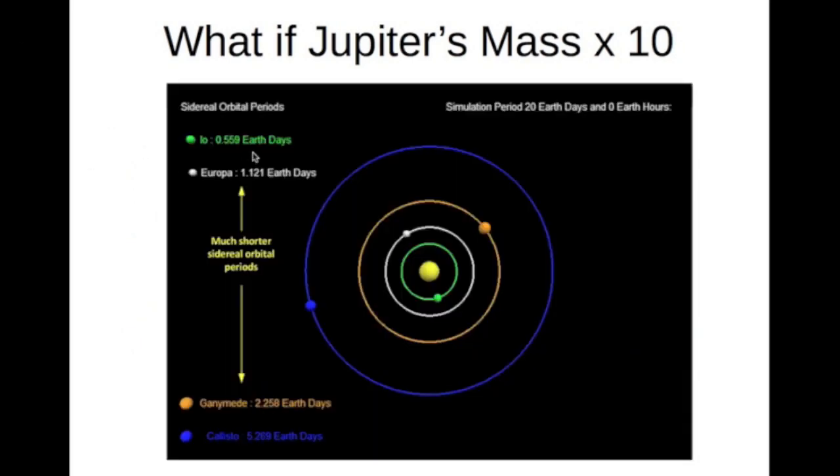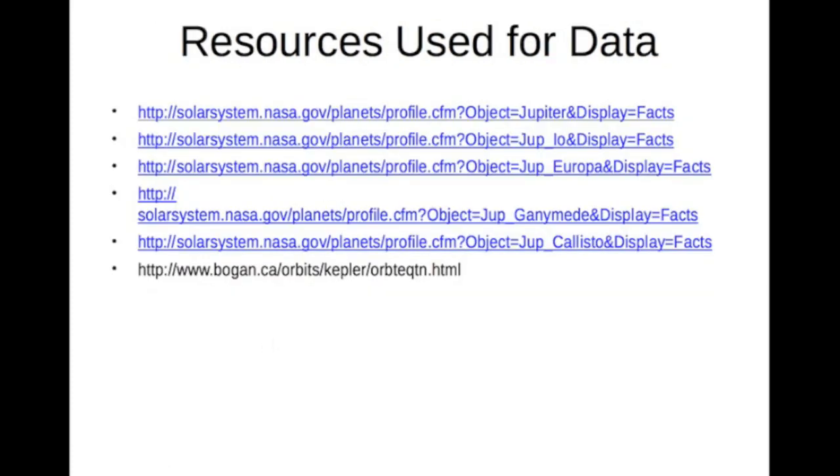Here you can see that when we did increase Jupiter's mass by multiplying by 10, Io, Europa, Ganymede and Callisto, their orbital periods all became shorter. Give it a shot yourself by changing Jupiter's mass in my code. The resources used for this were primarily NASA and this last site here for Kepler's laws. Thank you.